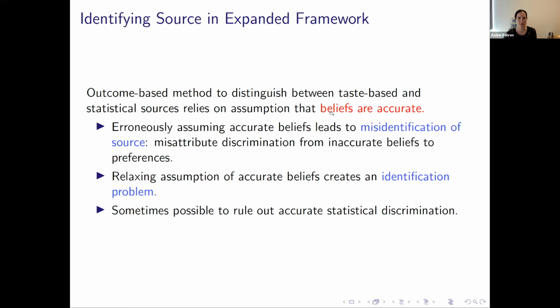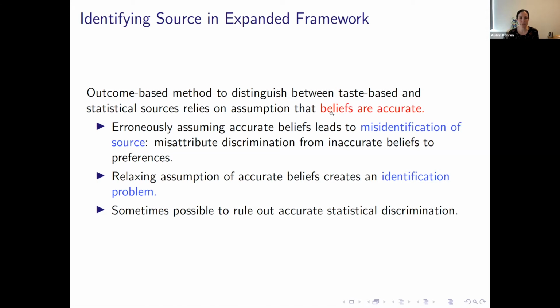All right, so one of the key components of the paper is to think about how we can identify the source in this expanded framework. As I said, the outcomes-based method is often used to distinguish between case-based and statistical sources in classic papers just looking at those two sources. However, the key assumption of that method is that beliefs are accurate, because you're looking at the true distribution and then you're comparing it to the decision to see if it's consistent. But if beliefs are inaccurate, then it doesn't matter if it's consistent with the true distribution or not. We still can't say what's generating that discrimination.